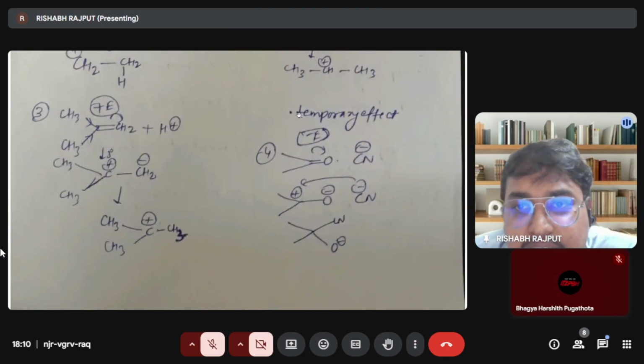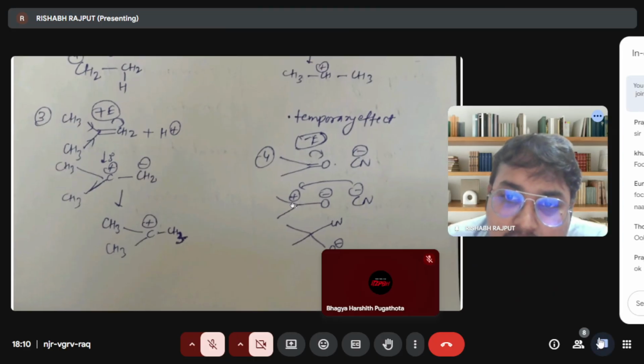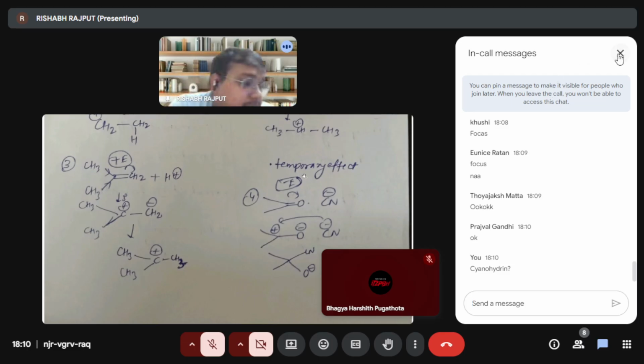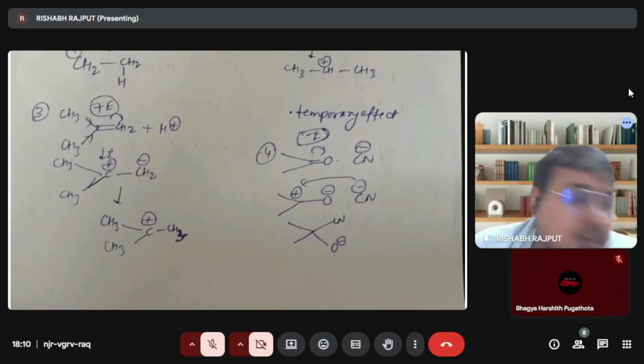Guys, see, that is a temporary effect. Why? Because if you remove the CN, again you will make the same bond. If you give CN, then it will react with CN and make the CN bond, and you will have O negative. That is why it is a temporary effect, it's not a permanent effect. But the inductive effect is permanent, while the electromeric effect is a temporary effect.